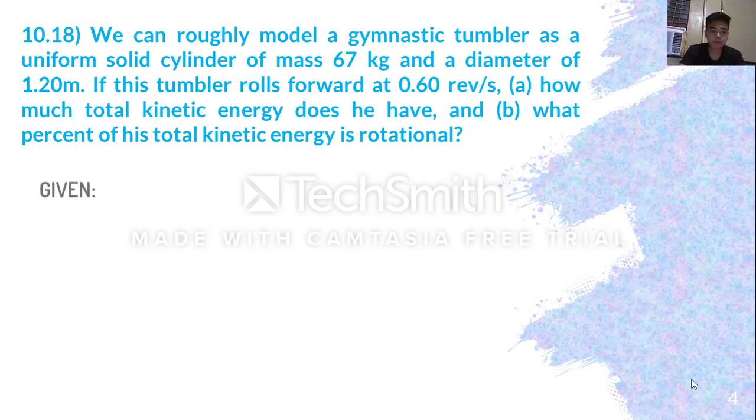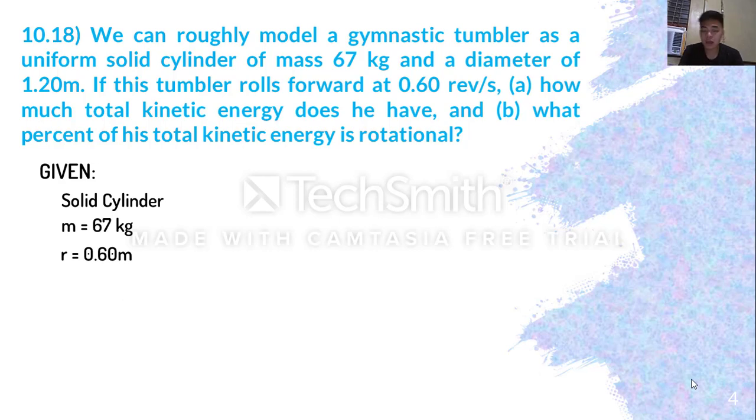So we have a given. It's a solid cylinder with a mass of 67 kilograms, a radius of 0.60 meters because a radius is equal to 1/2 of the diameter, so 1/2 of 1.20. And we have the angular velocity of 0.60 rev per second. Now, what is our total kinetic energy, and what is the percentage of the total kinetic energy that is rotational?